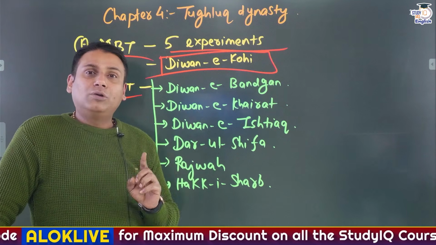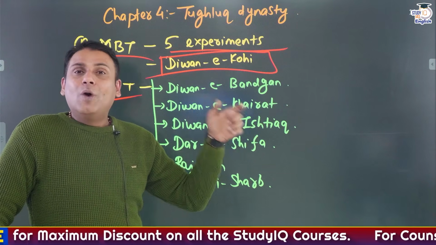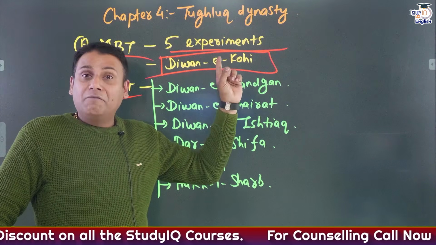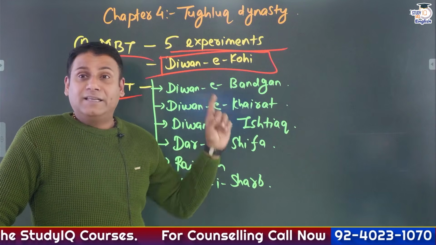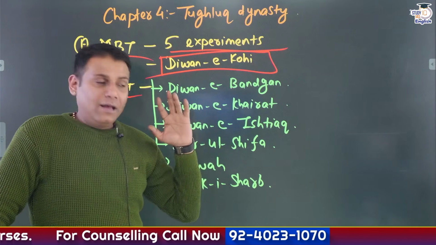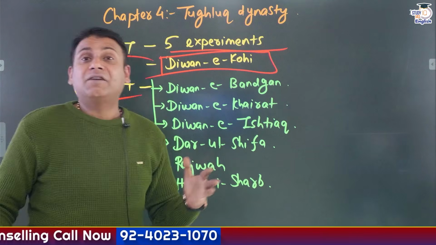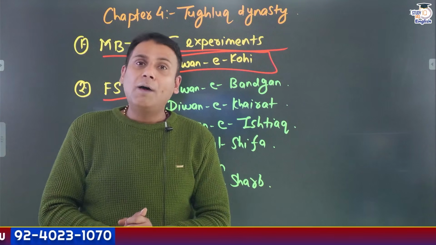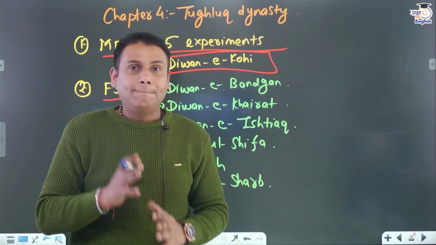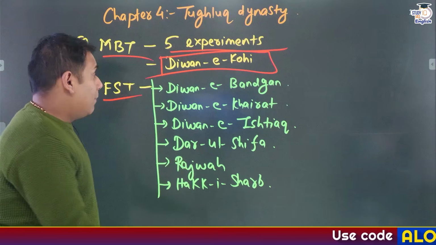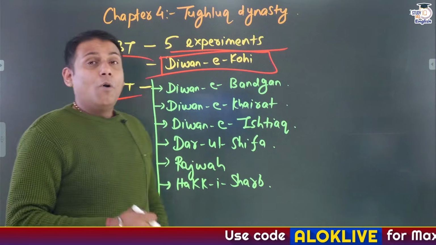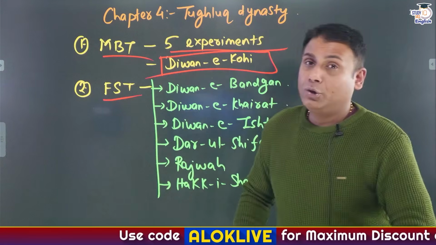And Ibn Battuta was a Moroccan traveler who stayed in the court of Muhammad bin Tughlaq for 8 years and worked as a Qazi. And whatever he had observed, he wrote in a book called Safarnama Rihla or Kitab-ul-Rihla. Okay. Coming to Firoz Shah Tughlaq. Now Muhammad bin Tughlaq was succeeded by Firoz Shah Tughlaq.